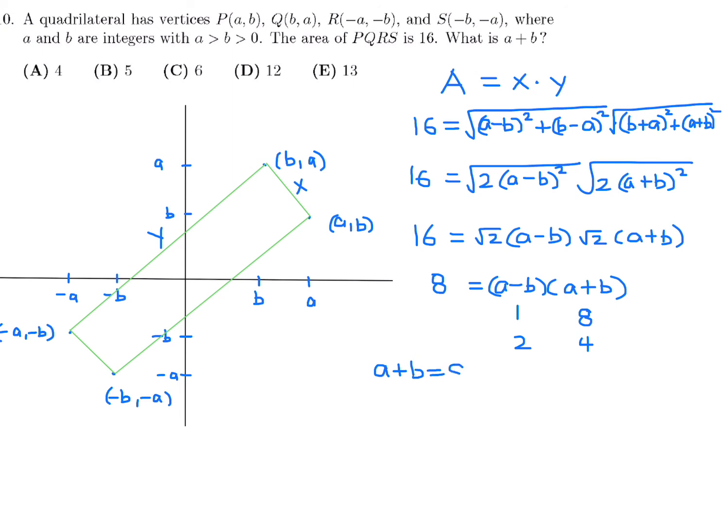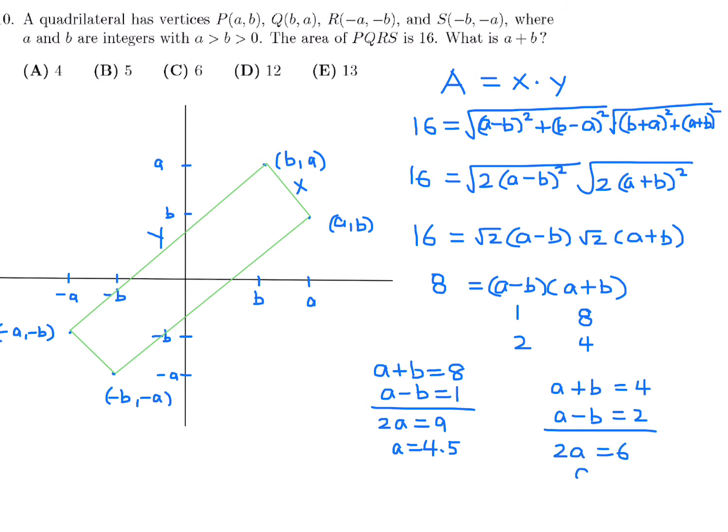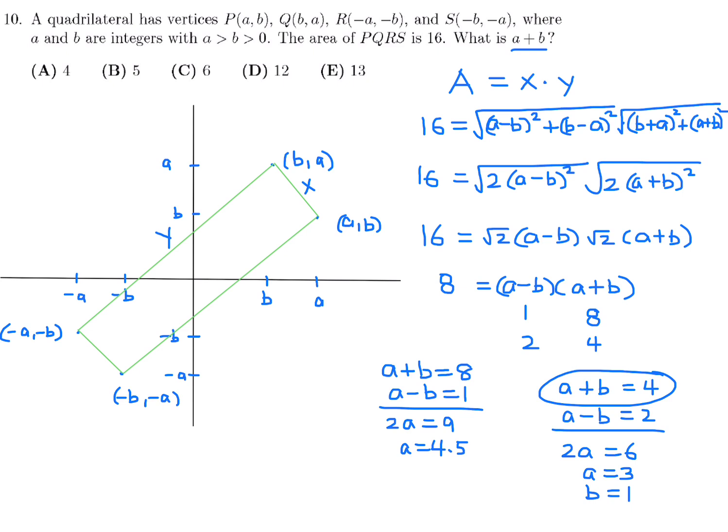If a plus b is 8 and a minus b is 1, if you add them, we get 2a is equal to 9, so a is equal to 4.5. Okay, well, that doesn't work because 4.5 is not an integer. So let's try this guy, the 4 and 2. a plus b is 4, a minus b is 2. If you add these guys, you get 2a is equal to 6, a is 3, and then substituting a equal to 3 into here, we get b is equal to 1, and those are indeed both integers. a plus b, therefore, is 4. So the answer to number 10 is A.